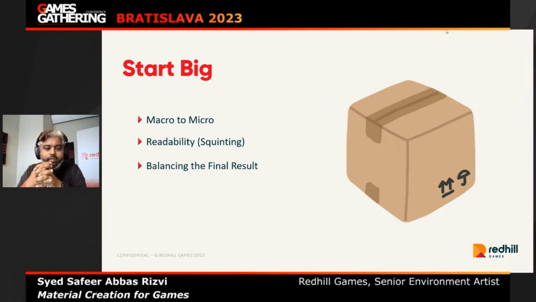And then balancing the final result. Balancing the final result is like, once you are done with your material, you feel like, okay, I'm done, this material is completed, you bring it in the game. Then you finally look at it with the rest of the world as well, what is next to it.